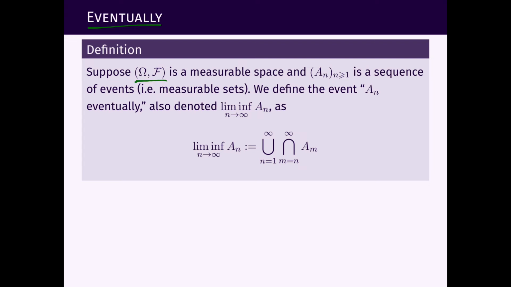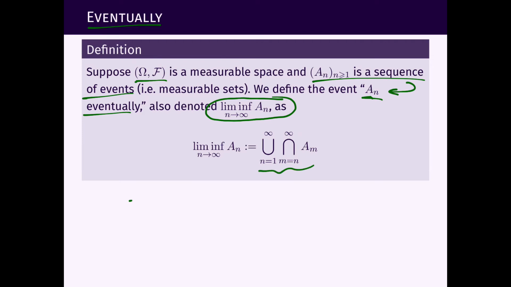We have a measurable space and a sequence of measurable sets or events. And then, given this sequence, we define this event, "An eventually," which is also denoted liminf as n tends to infinity of An. We define it by this formula. So what does this formula mean?